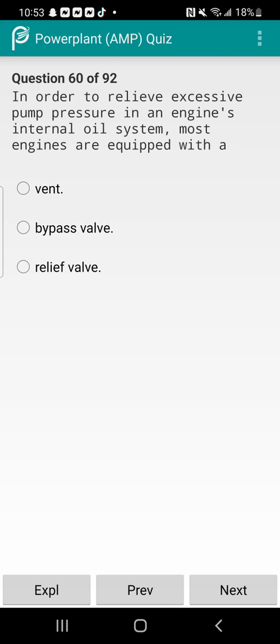In order to relieve excessive pump pressure in an engine's internal oil system, most engines are equipped with a relief valve.